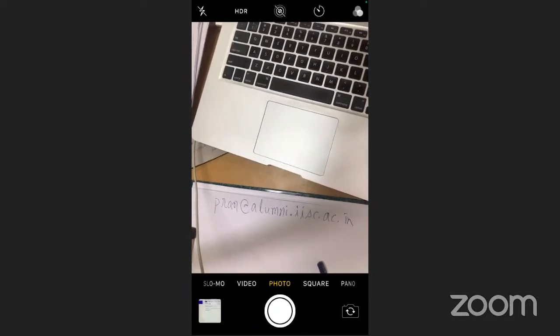Sir, what's that after pran, that symbol? No, that is the at-the-rate symbol. I wrote it quickly, so it looks like an E. Thank you, sir. You're most welcome, and all the best to you. Thank you, sir.